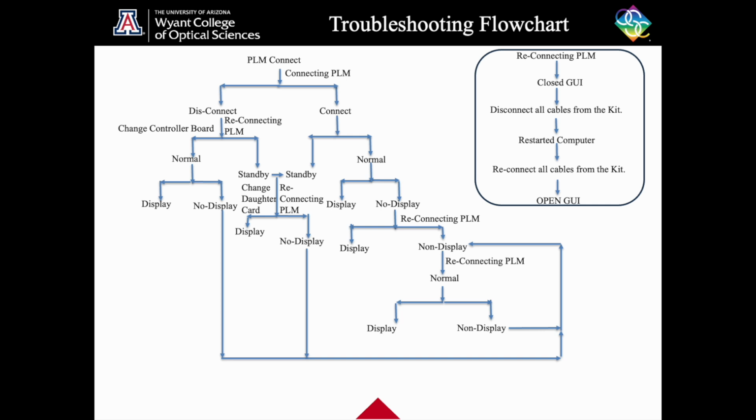When we finish reconnecting the PLM, we will see display or non-display. If it is non-display, we still need to reconnect the PLM again, and we will see display or non-display. If you still have non-display, you should return to reconnecting the PLM until you get it to work. For reconnecting the PLM, the first step is to close the GUI and disconnect all cables from the kit, restart the computer, reconnect all cables to the kit, and open the GUI again.